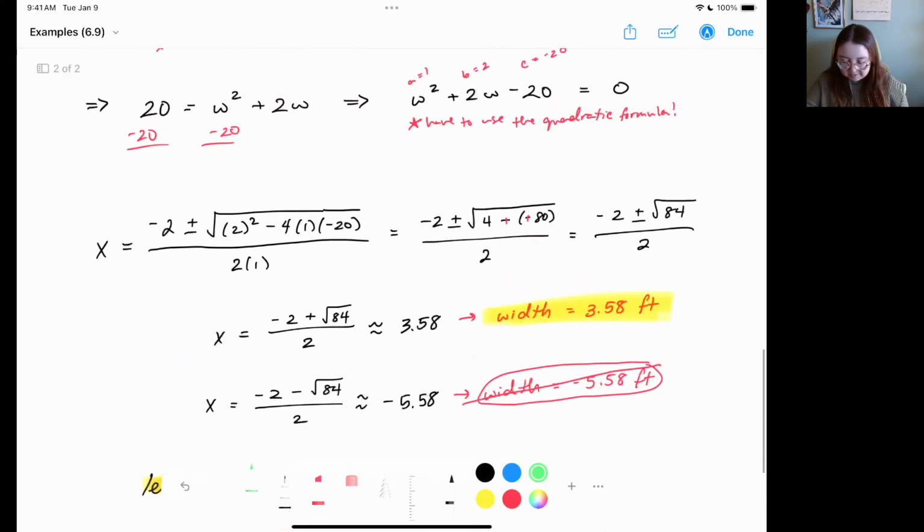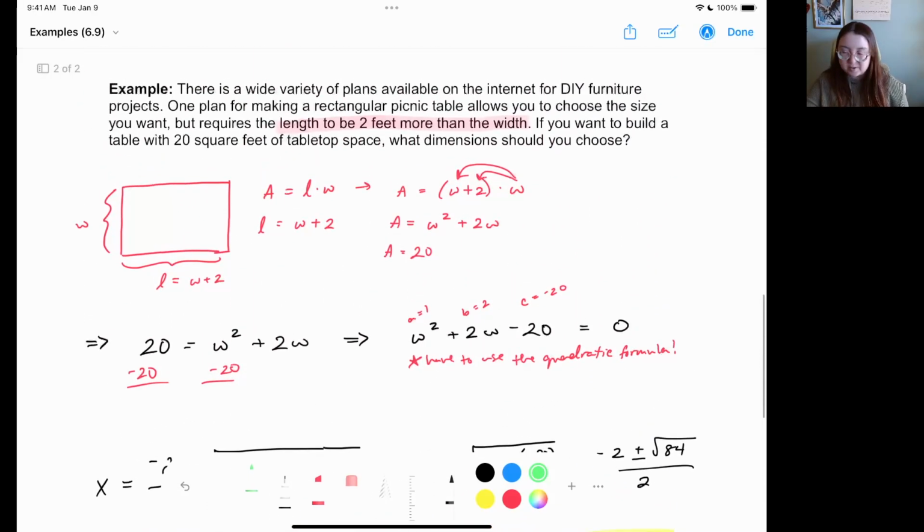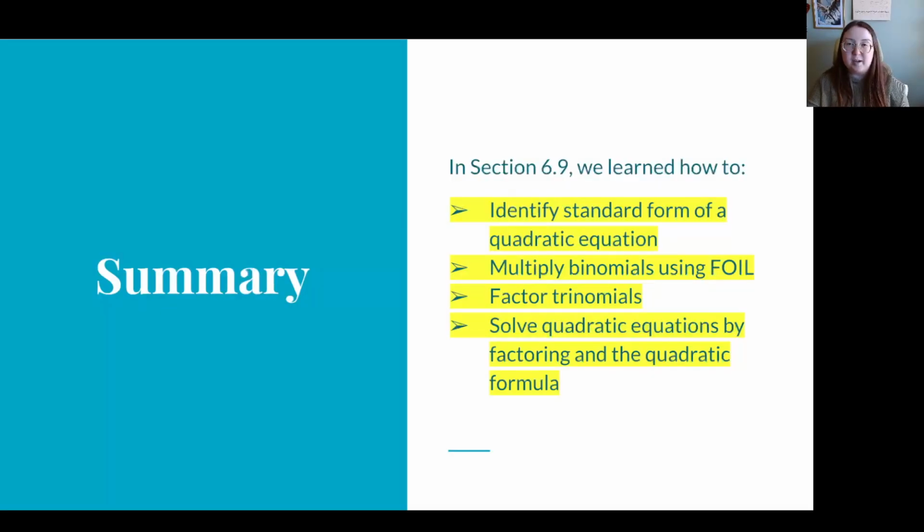So, all right, there was that example. So let's go on ahead and go back to our lecture. And that wraps up our section 6.9. So in summary, in section 6.9, we learned how to identify standard form of a quadratic equation, multiply binomials using the foiling method, factor trinomials, and solve quadratic equations by factoring, and the quadratic formula.